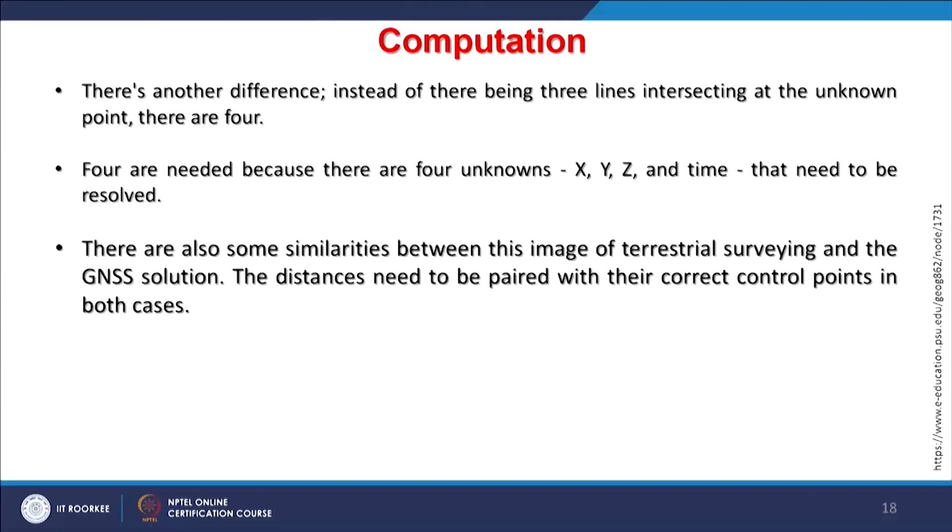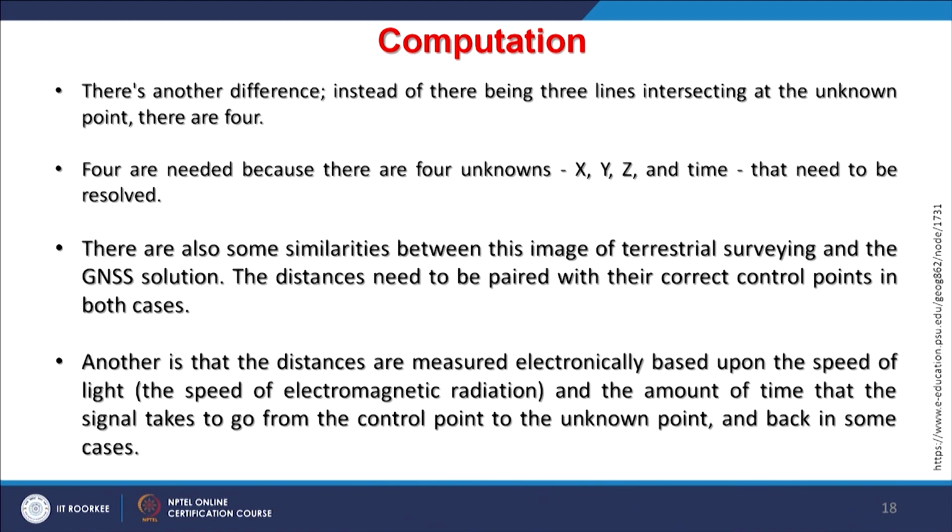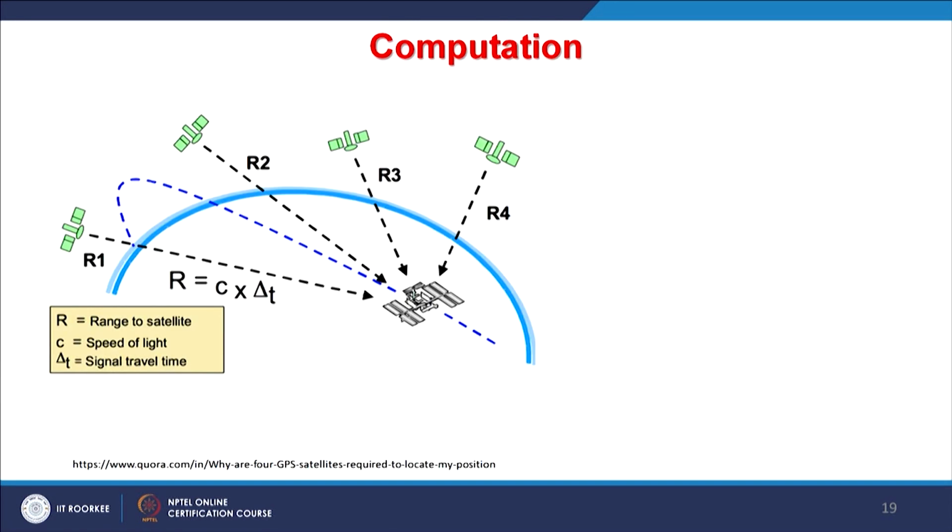And there are some other similarities between this terrestrial surveying and the GNSS solution. The distances need to be paired with their correct control points in both cases. Another is that the distances are measured electronically based upon the speed of light, and the amount of time taken to receive the signal, and back in some cases.